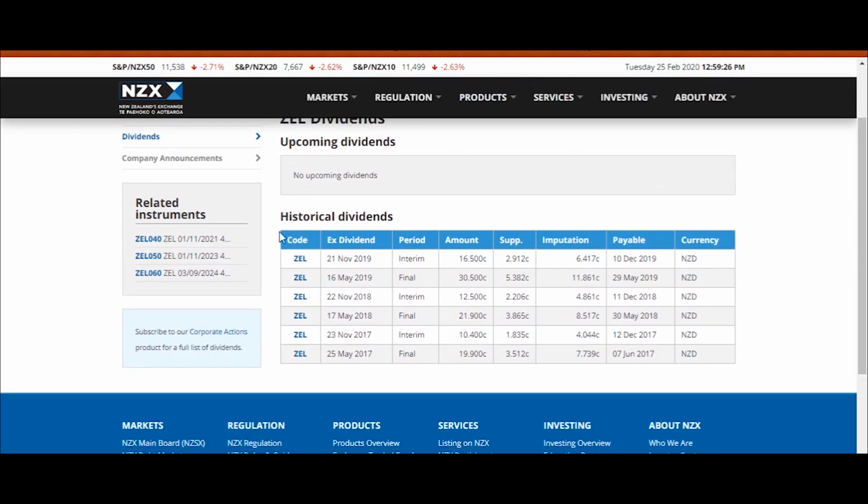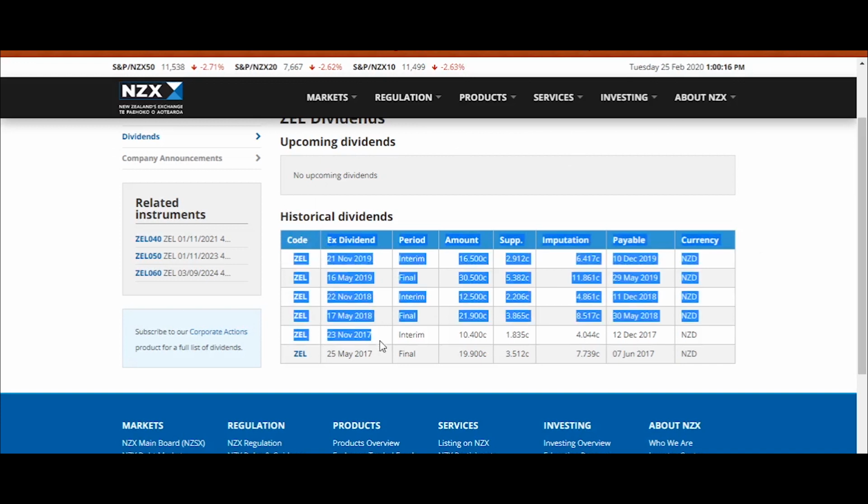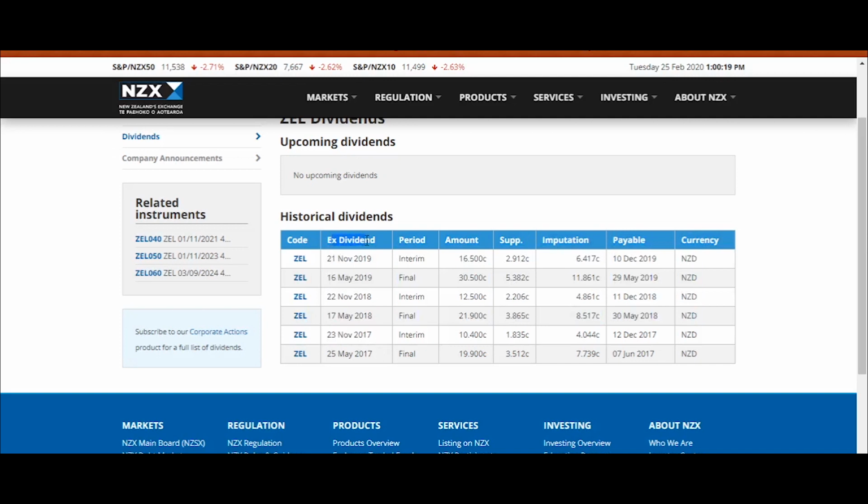The first column is the code for the company. So for Z Energy it is ZEL. The second column is the ex-dividend date. Now this is important because you have to be the shareholder of the company before the indicated date if you want to receive the dividend payout.